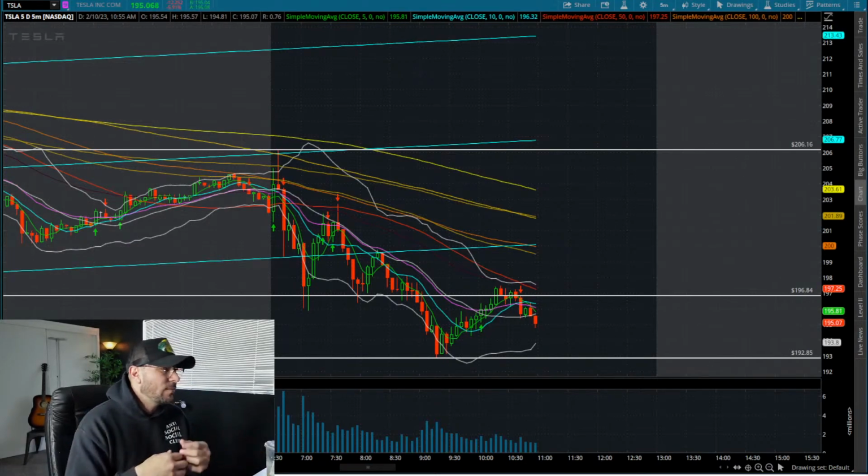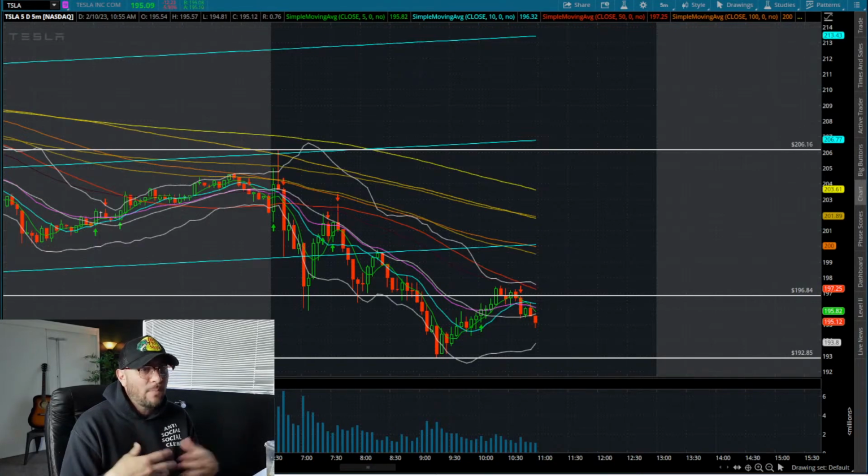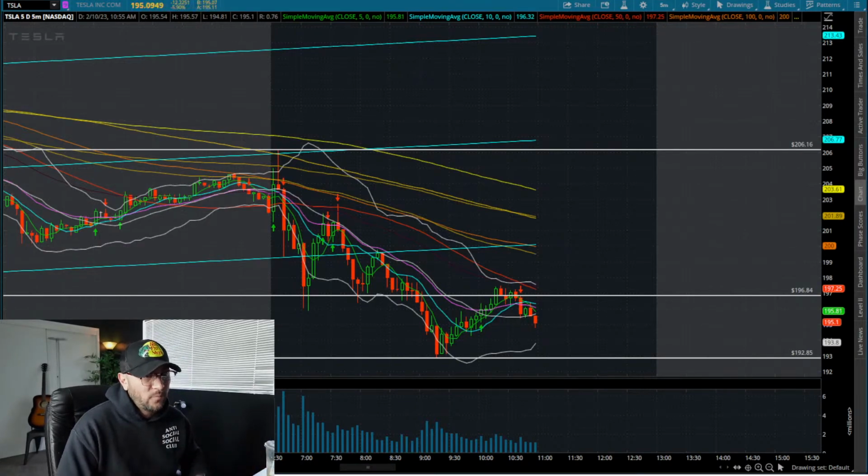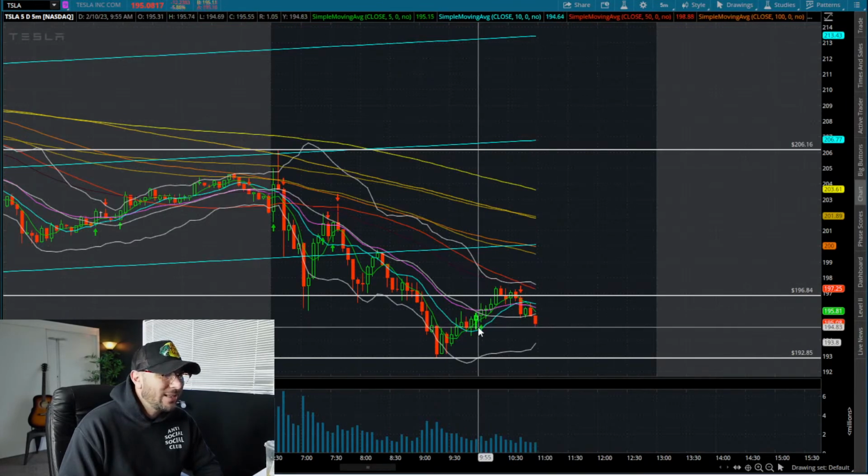That's why risk management is so key, because you have to understand how much risk you're willing to put on the table. If you're not willing to lose it, don't put it on the table. There's no sense in taking a trade for the sake of taking a trade, right? So we're going to quickly see here.